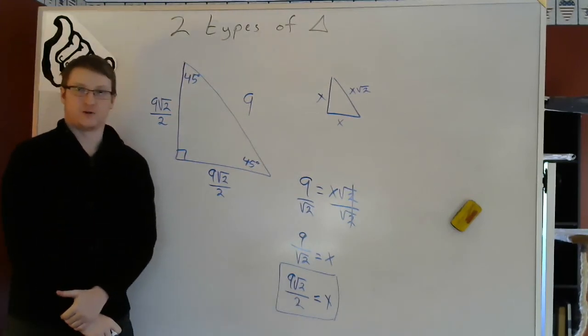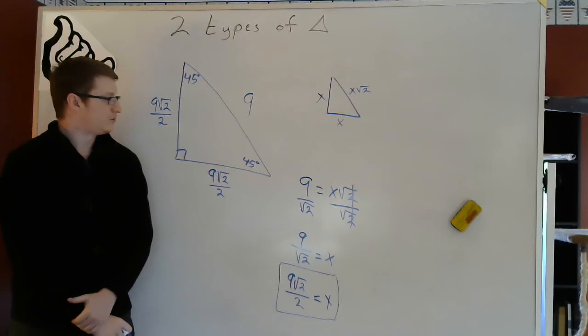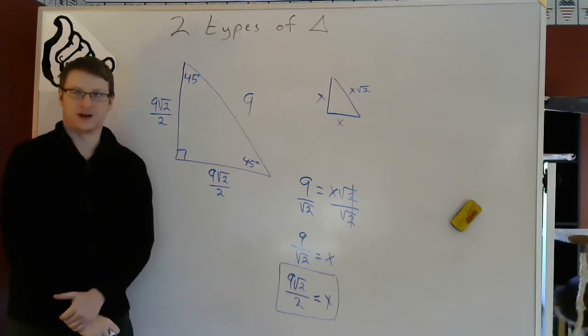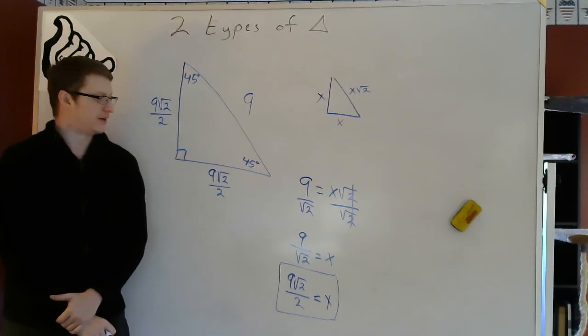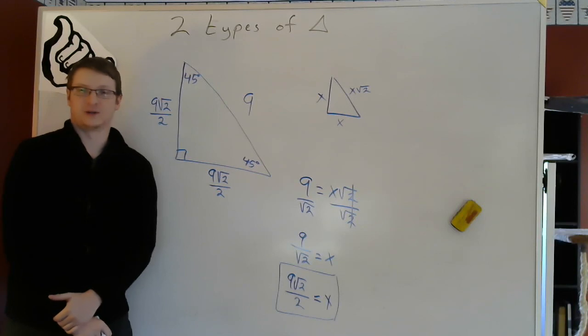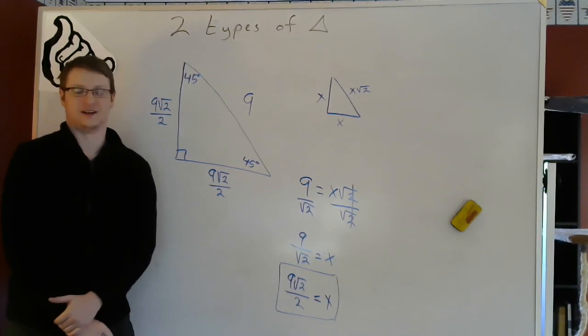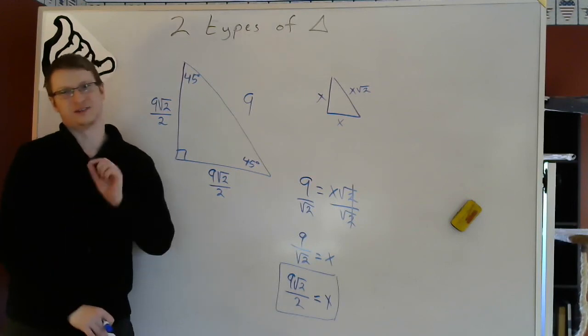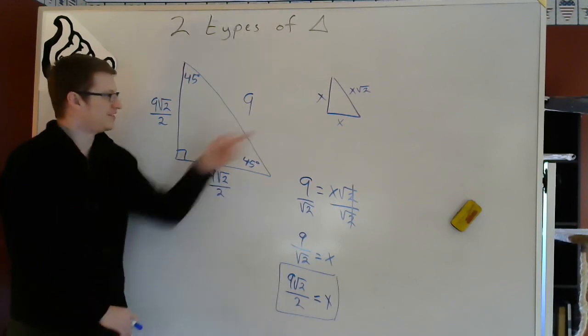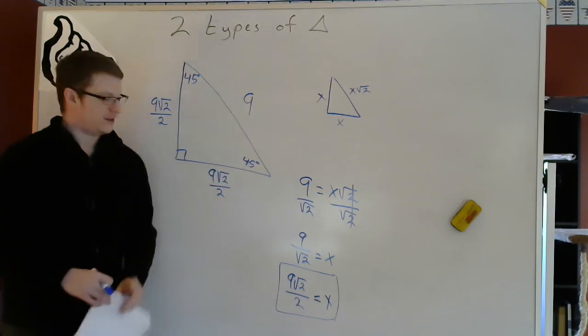So that is it for our 45, 45, 90 triangles. I hope these couple examples here have helped you out. Tomorrow you're going to see a worksheet come up with 45, 45, 90 triangles. And the next day, on Wednesday, we're going to cover 30, 60, 90 triangles. Spoiler alert, you do them pretty much the same way. They're just a little bit more difficult because these legs aren't the same. We'll see you then.